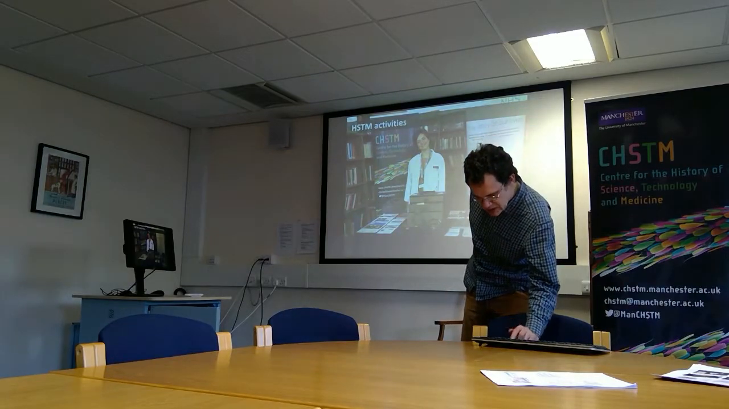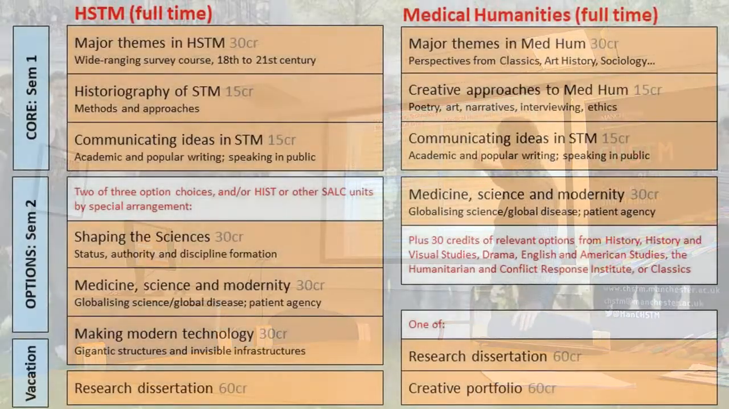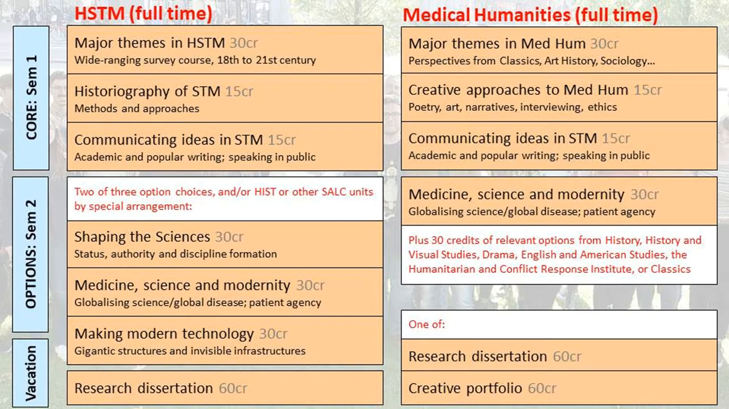So, this is what the two programs look like. You can see they are both the same shape. They've got slightly different combinations of things, but they follow the same schedule. This is the full-time version. The full-time version takes 1 year. A master's, unlike an undergraduate year, runs 12 months. So it runs September to September.